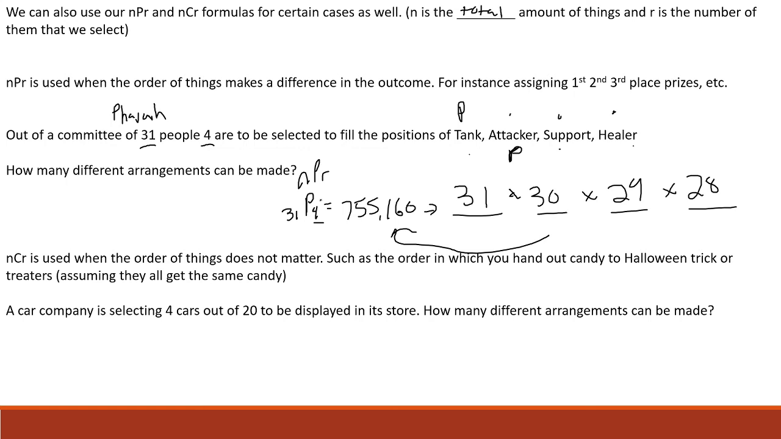But again, the key here is that if I put somebody in a different spot, it's an entirely different outcome. Whereas nCr is used when you don't have a different outcome. For example, if you're picking cars to display, you have 20 cars to pick from and you want to pick 4 to display in the store. In this case the order doesn't matter. So I have 4 spots. Say I pick a Subaru as the first car I display, and then a Toyota Camry, we'll pick a Jeep here, and then, I don't know, a Corvette here.